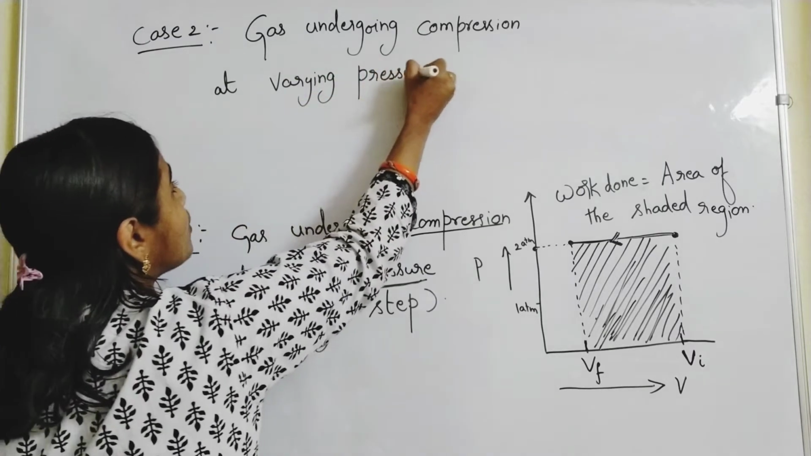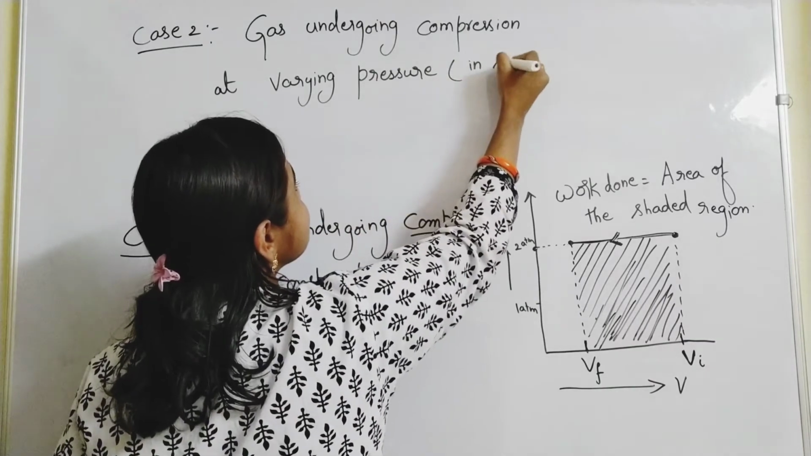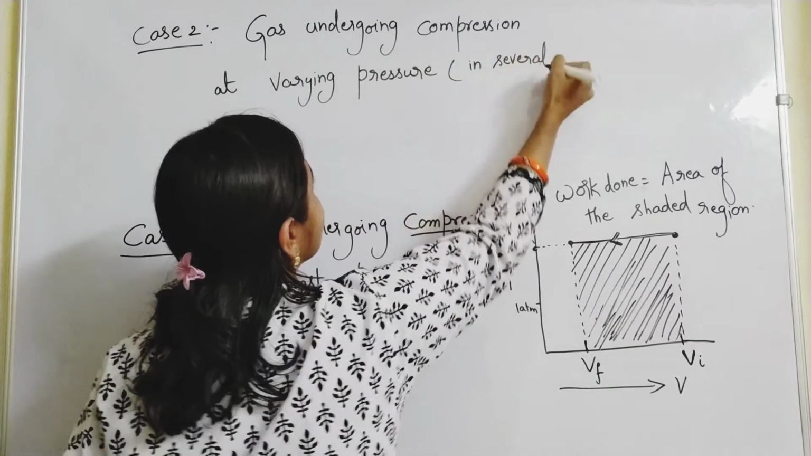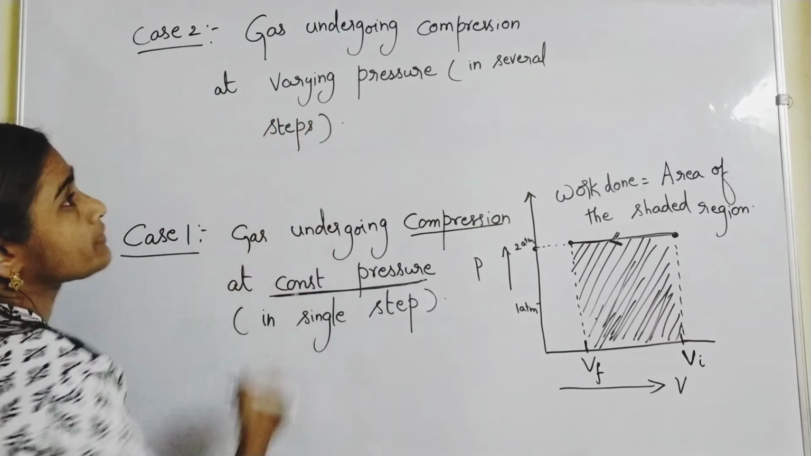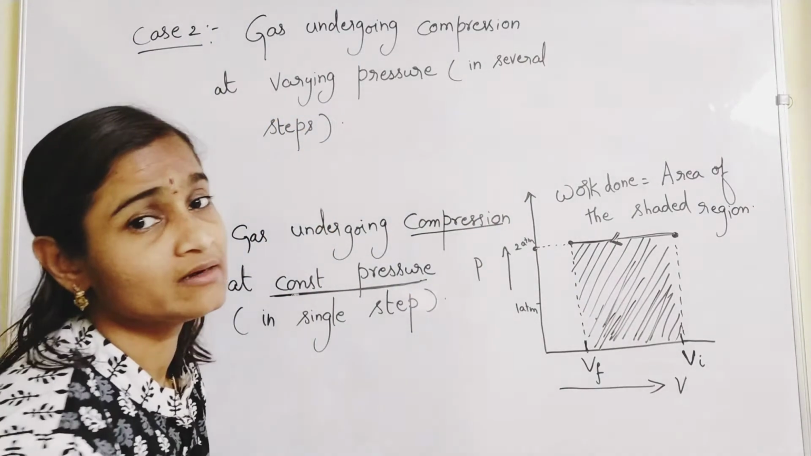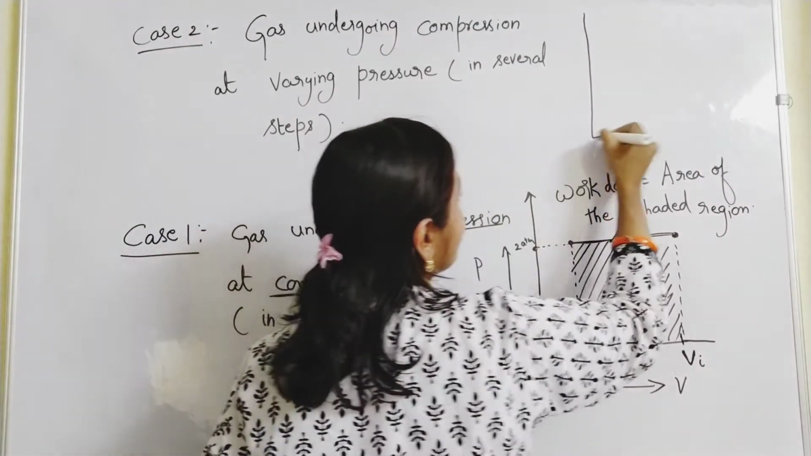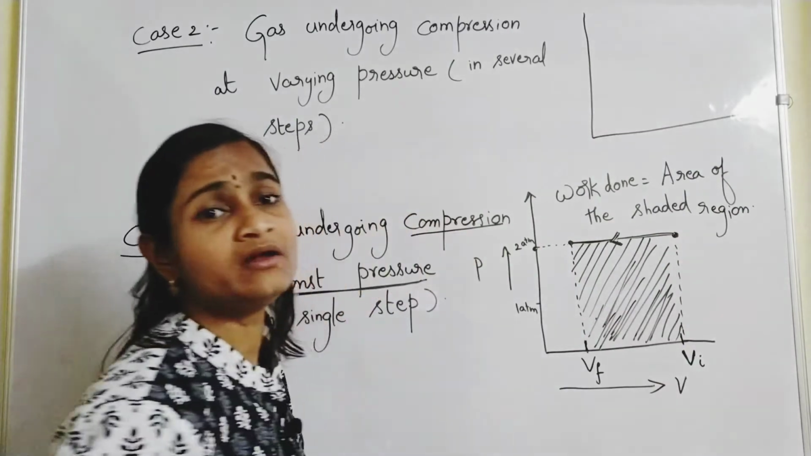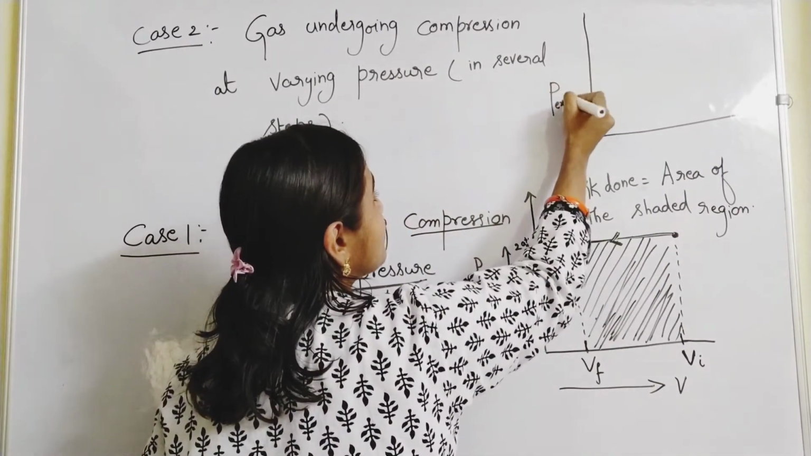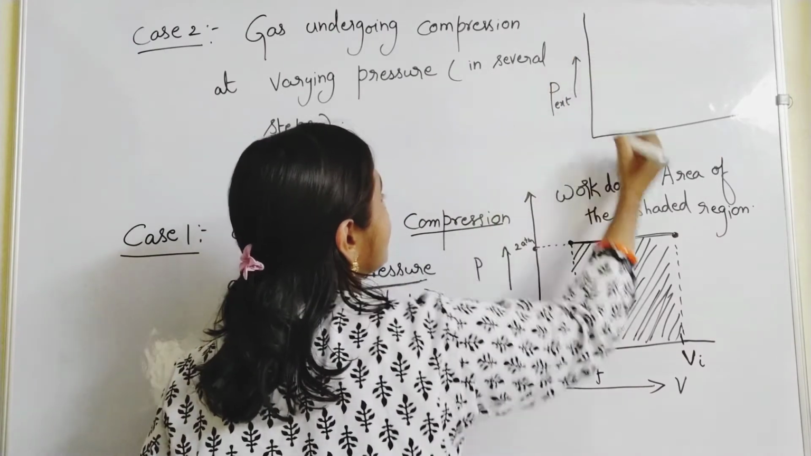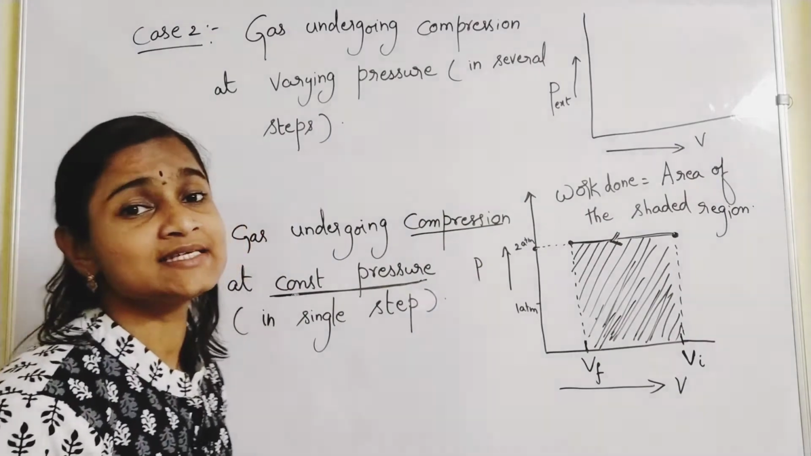Okay, now, not constant pressure. That means in several steps. In several steps, then what is the work done? Again, you have to draw the same kind of graph. Okay, the graph has to be drawn in the same way. P external is to be taken on the y-axis, and volume is to be taken on the x-axis.